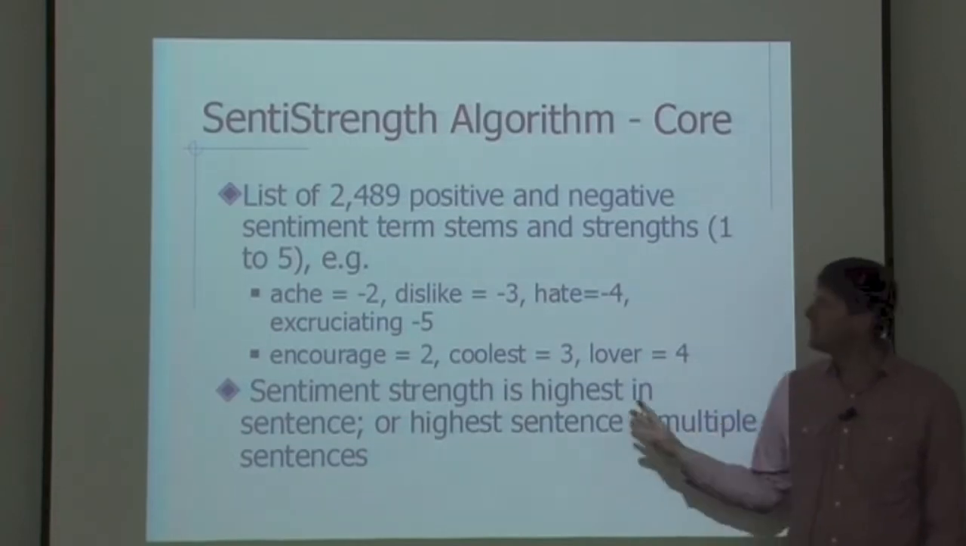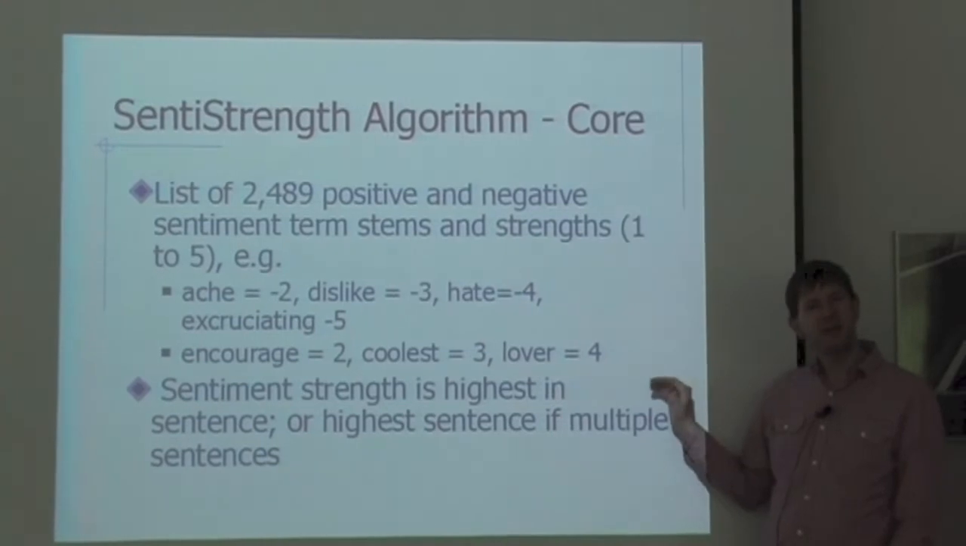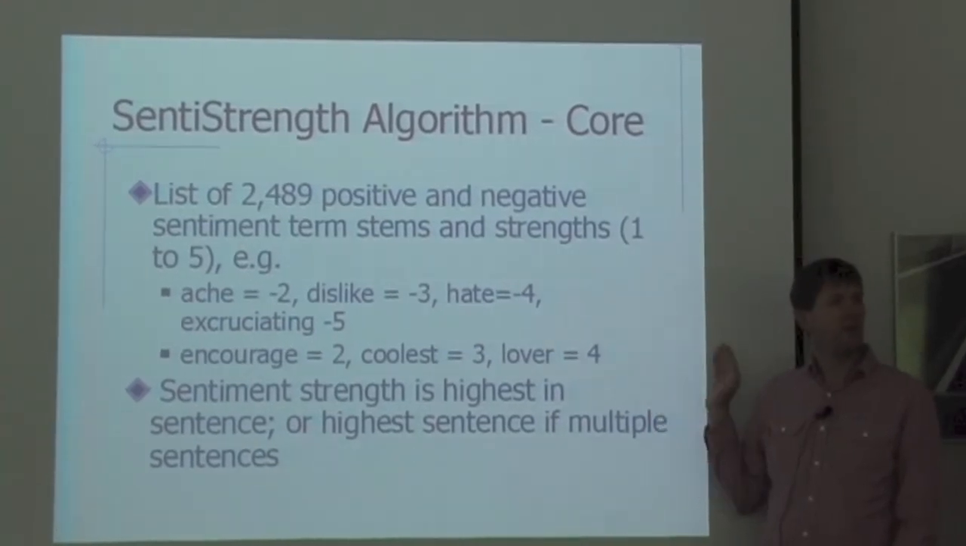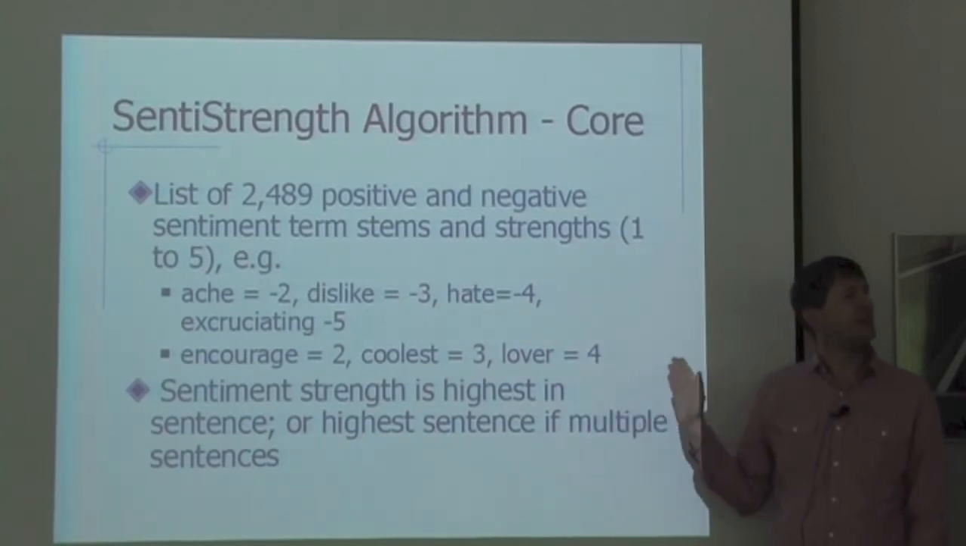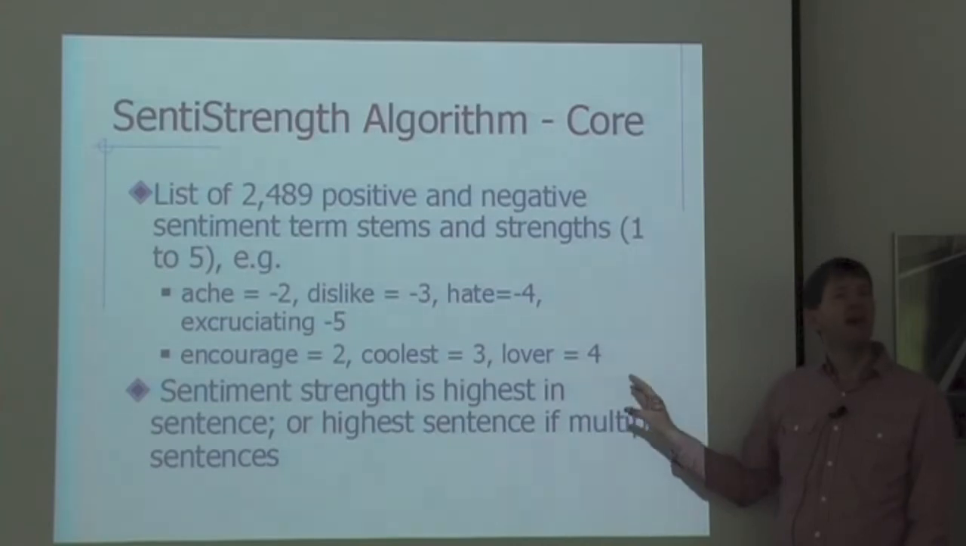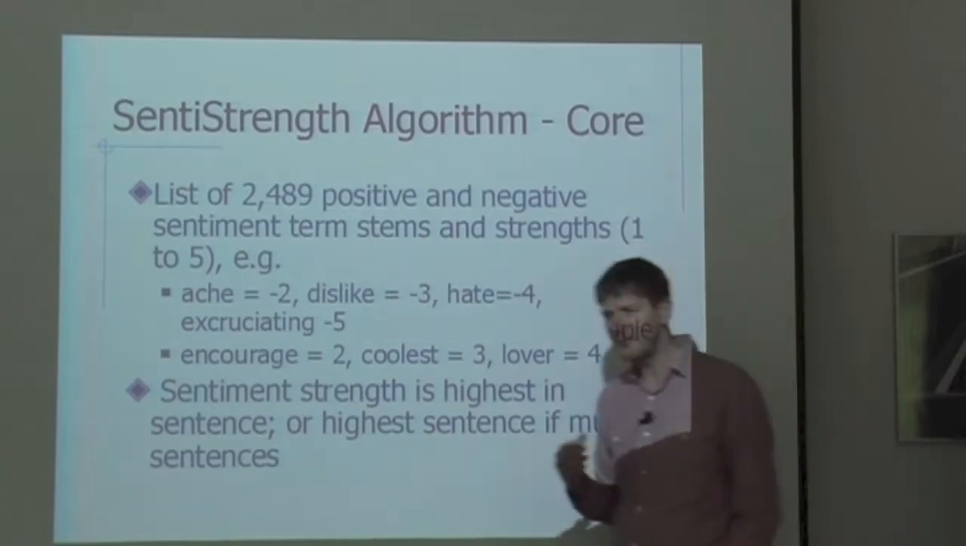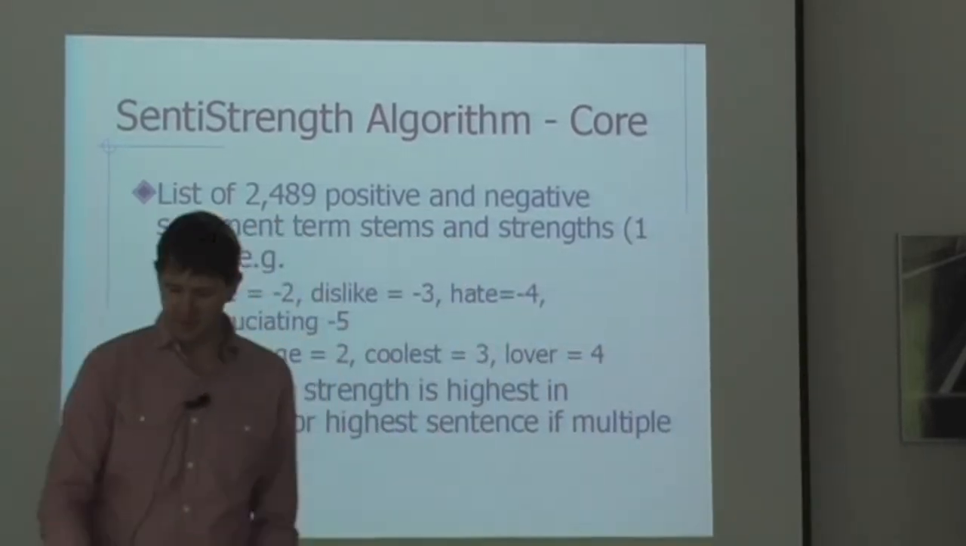Okay, and the rule is the sentiment strength of a text is the highest positive number of any word in the sentence and the highest negative number of any word in the sentence. So the program looks through the words and picks out the highest positive and negative, and that's the score for the sentence. And if there are multiple sentences, it gives the highest score for any of the sentences, positive and negative. So it's a very simple rule at the core.